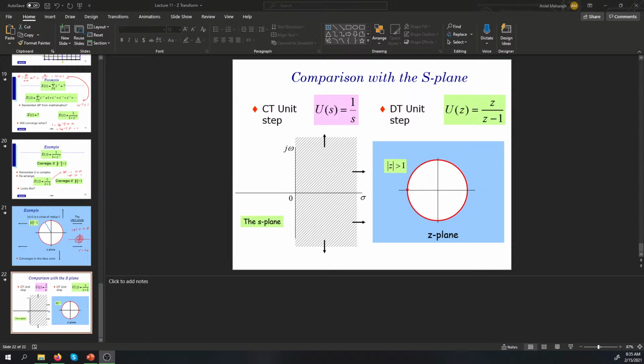We also saw in particular that the region of convergence for the Z-plane determines the radius of the circle, as well as whether we shade outside or inside the circle. If it was more than 1 in this particular case, we shade outside the circle, but if it was less than 1, we shade inside the circle to represent our region of convergence.